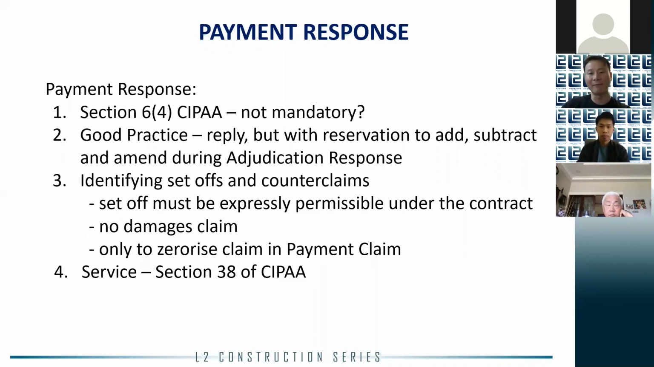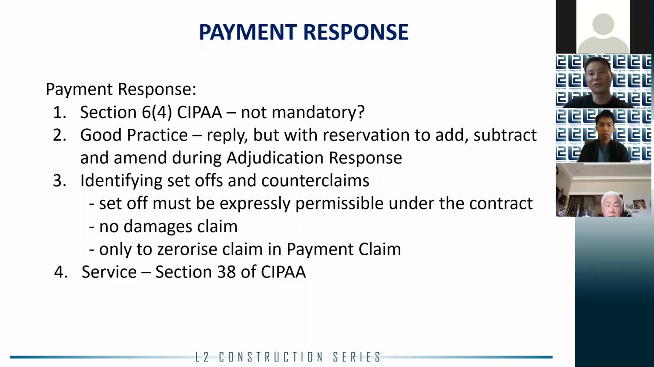And what happens if you don't do that? That's why, as I said, good practice is that you should file a reply within the stipulated time as set out in the provision, which is 6(1), 6(2), and 6(3). Of course, you can put up a reservation to say that you reserve the right to add, subtract, or even amend during the adjudication response after the commencement of the proceedings. That would be enough to reserve your rights to add on more things later during the proceedings. So I would advise against not filing any payment response at all. As I said, law could change anytime.